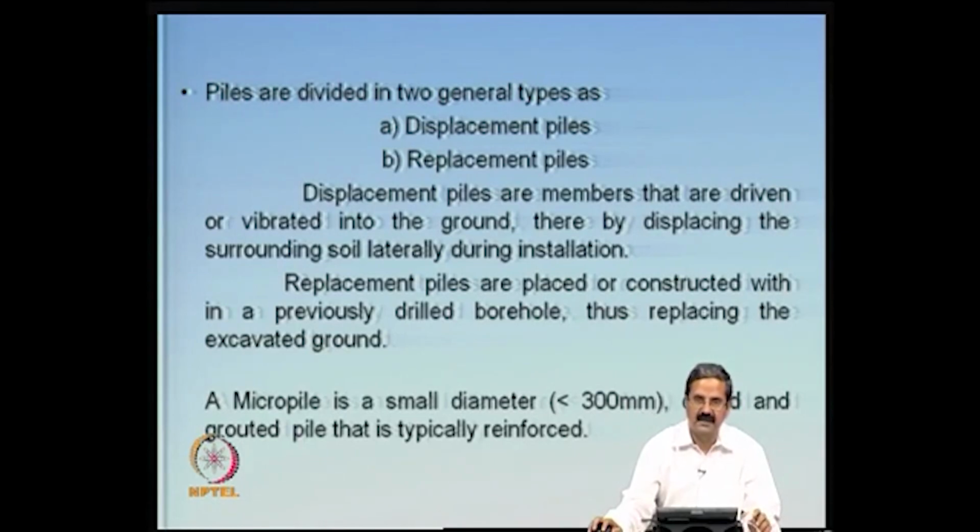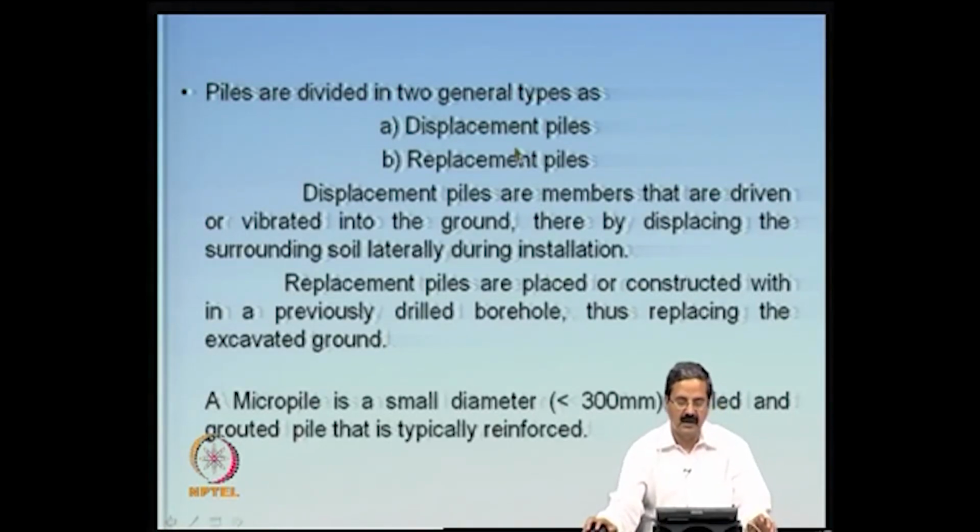divided into two types. One is a displacement pile, the other one is a replacement pile. The displacement piles are the members that are driven or vibrated into the ground, thereby displacing the surrounding soil laterally during installation. Whereas replacement piles are placed or constructed in a previously drilled borehole, thus replacing the excavated ground. In fact, you can have micropiles that belong to both categories, either as displacement piles or as replacement piles, like driven piles or bored piles.